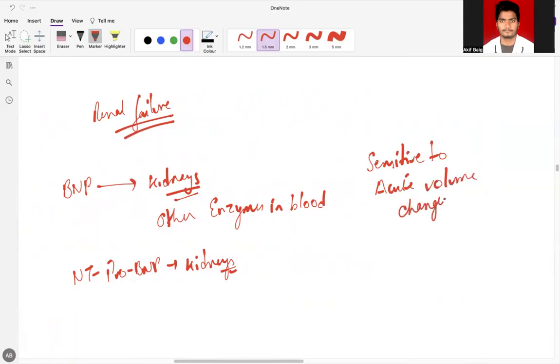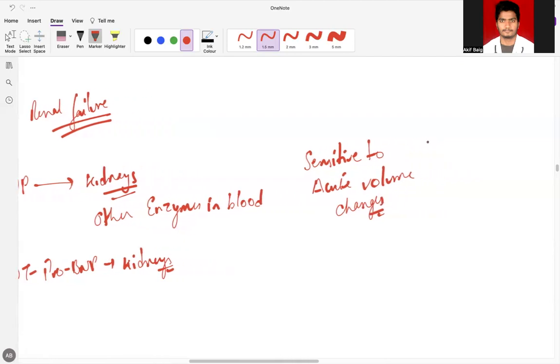What does that mean? Suppose there is an increase in the volume of blood in the heart, or an increase in the volume of water or fluids in the body. BNP is very sensitive to that, and BNP levels may rise because of volume changes. Whereas NT-proBNP is a more stable part and does not fluctuate much with volume changes. Volume status doesn't affect it much.